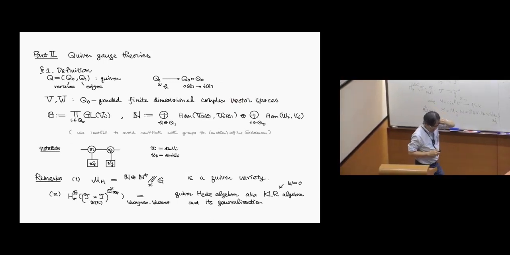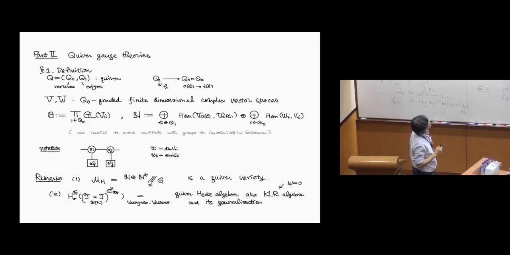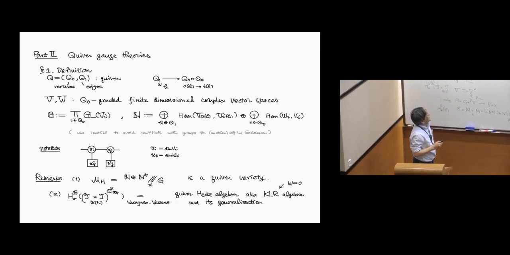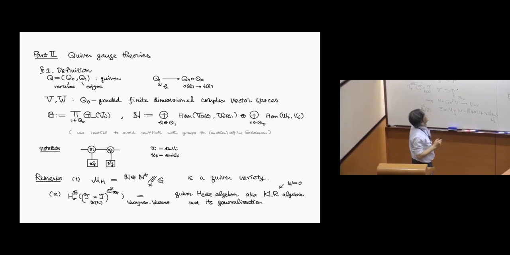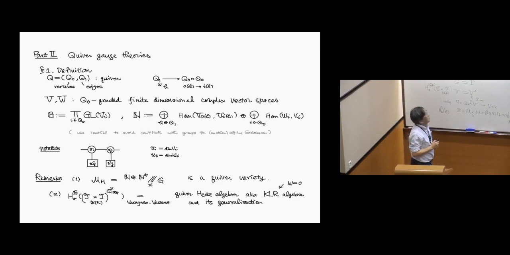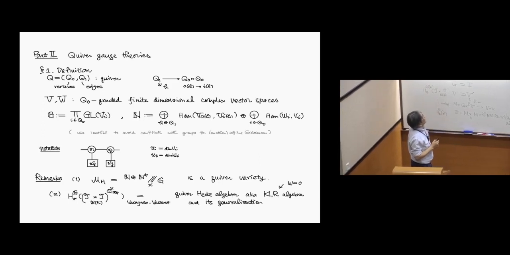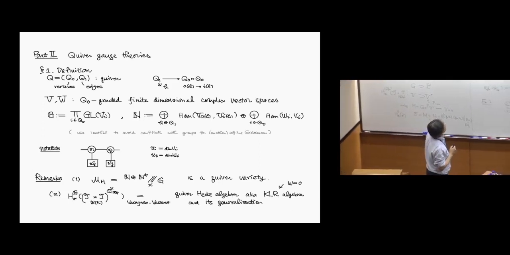So I first prepare the setting and the notation. We start with a quiver. Q0 is the set of vertices and Q1 is the set of edges. We take an orientation of edges. So for any edge h, we have the outgoing vertex and the incoming vertex, which I denote by o(h) and i(h). And then I take two Q0-graded finite dimensional complex vector spaces, which I denote by V and W. Then I take a product of general linear groups, a product over the vertices. I slightly change the notation, since I will use G for different purposes afterwards.